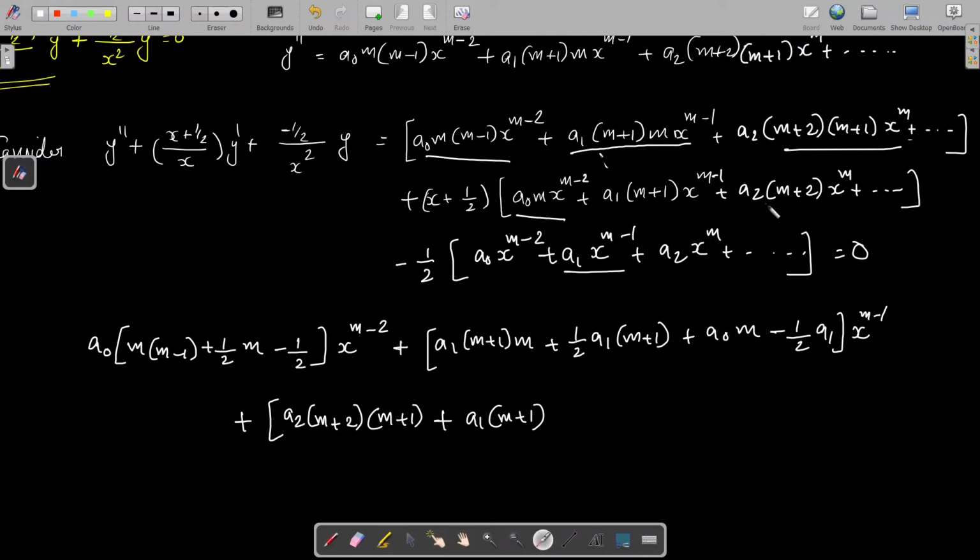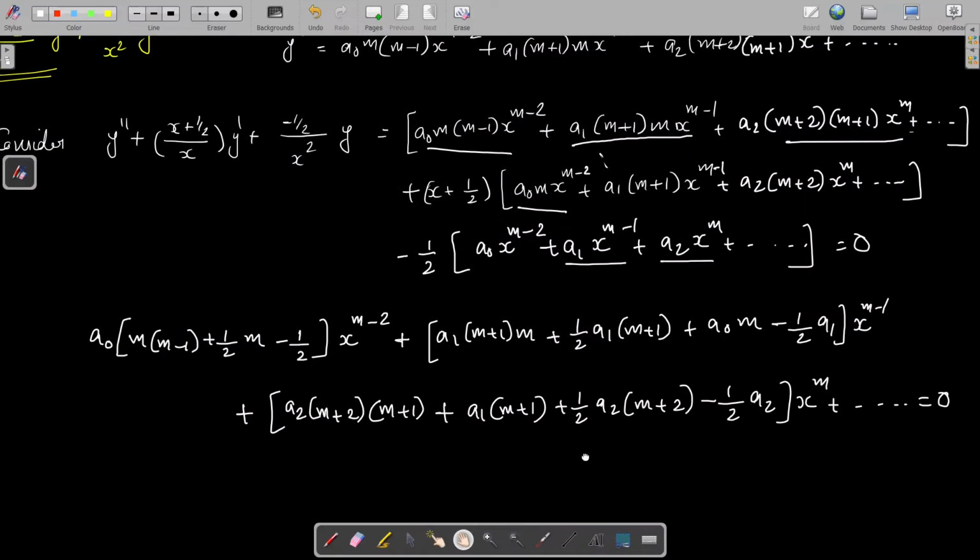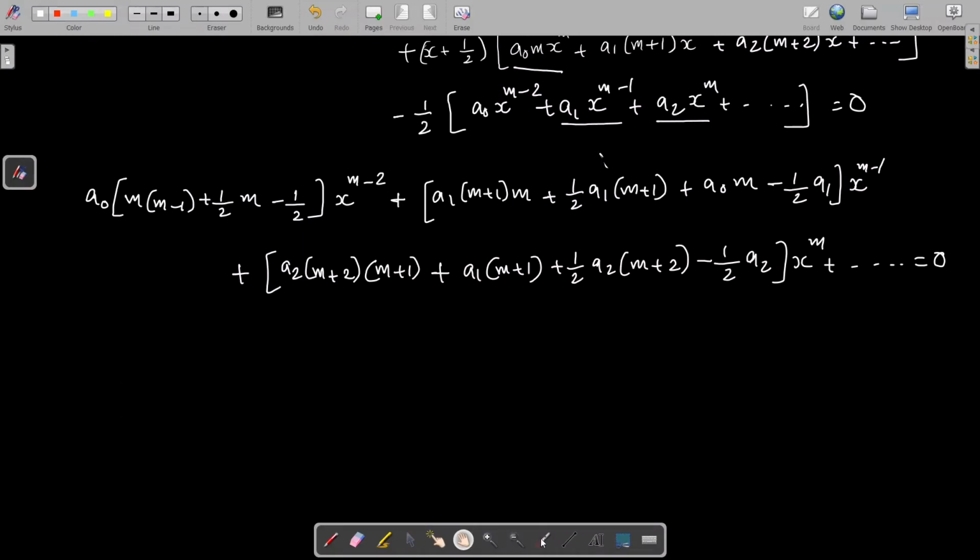Now we have another term here, a2 (m plus 2) x raised to m into half. That is also a term with x raised to m. So we have plus half into a2 into (m plus 2). Okay. Now here there is a term, so minus 1 by 2 a2, the whole into x raised to m, plus etc., equal to 0.